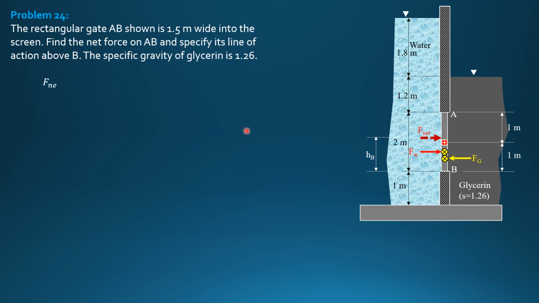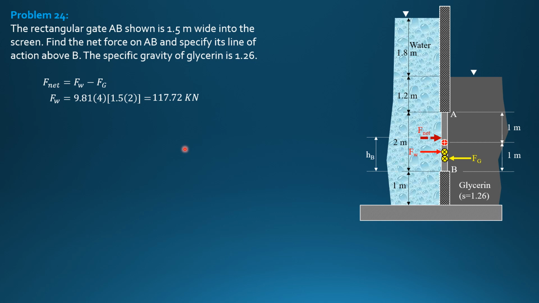So F net, summation of horizontal forces, is F water minus F of glycerin. F of water is 9.81 times barred H, which is 3 plus 1, that is 1.8 plus 1.2 plus 1, equals 4, then area 1.5 meters perpendicular to the screen by height 2 meters. So F water is 117.72 kilonewtons.